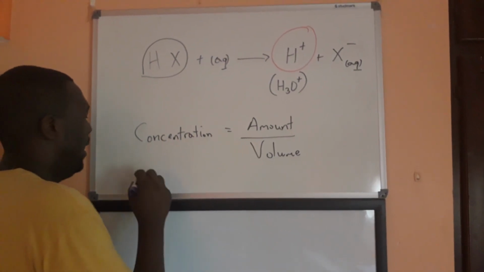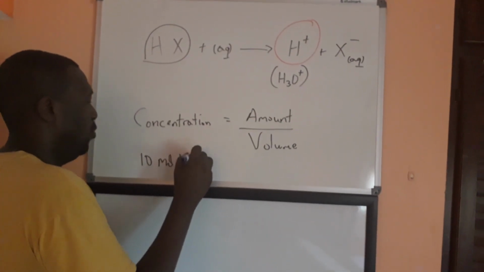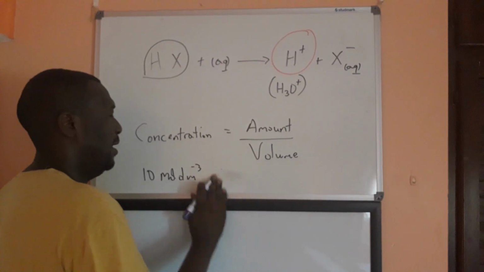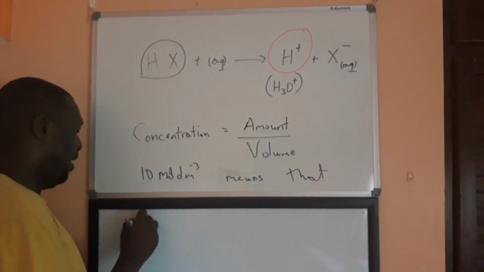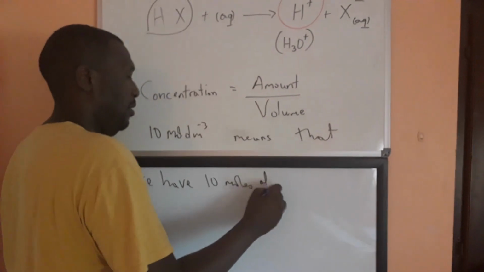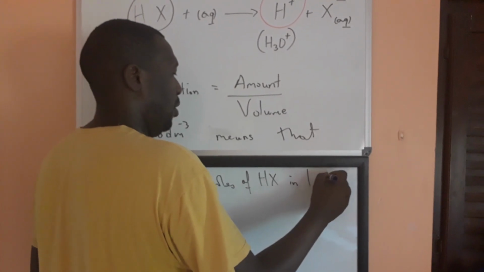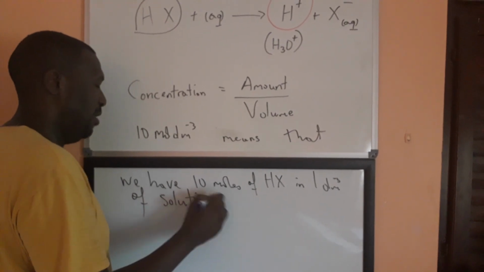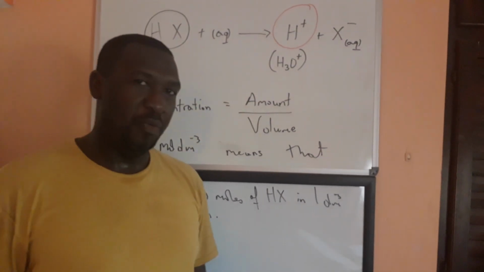So when we say an acid has 10 mole per decimeter cube concentration, this means that we have 10 moles of acid, let's say HX, in 1 decimeter cube or a liter of solution. That's what we mean by concentration. The amount of substance in a given volume of solution.